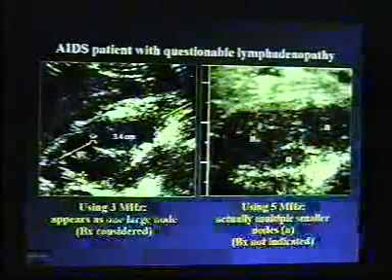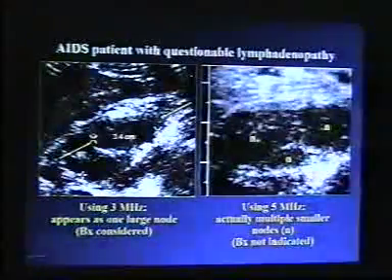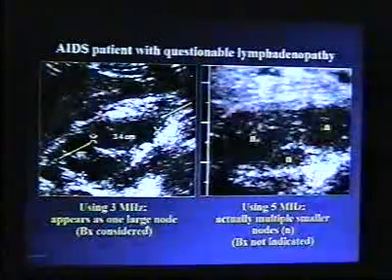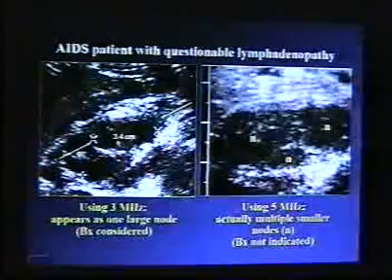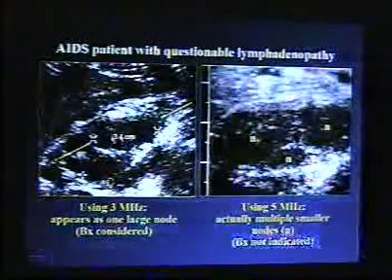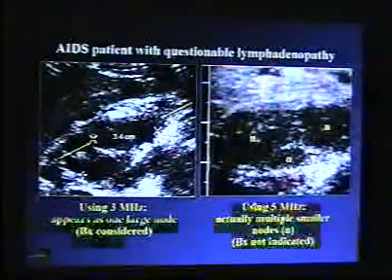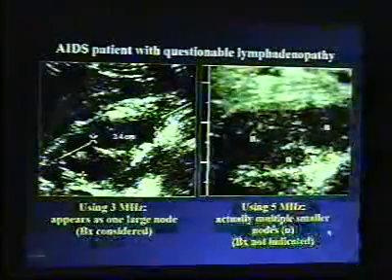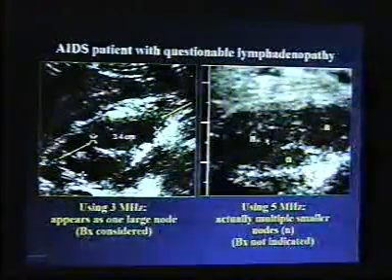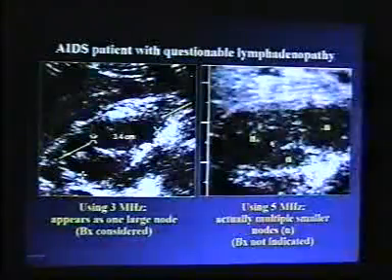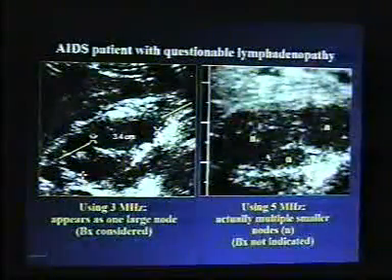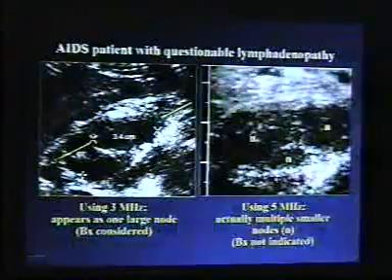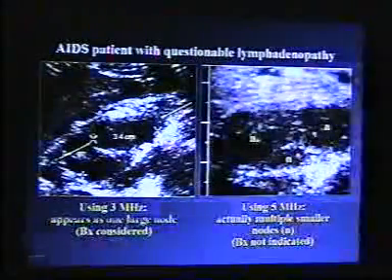Another patient, an AIDS patient, having questionable lymphadenopathy. We scanned this patient with a 3 MHz probe, and it appeared as a large node which was 3.4 centimeter, and we considered biopsy. But by using a 5 MHz probe, it appears that these are actually small multiple nodes, and although there was some indication for the biopsy, the diagnosis was more clear that this is not a 3.4 centimeter large lymph node. These are small matted lymph nodes.